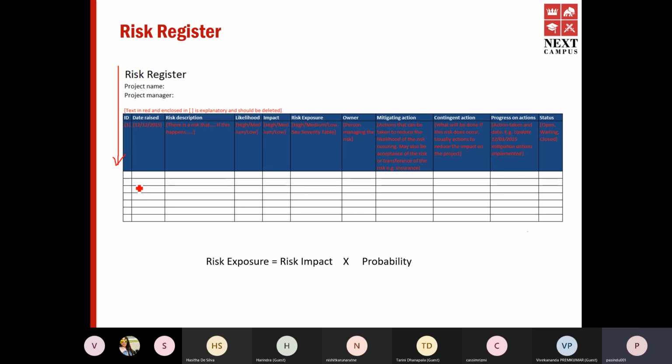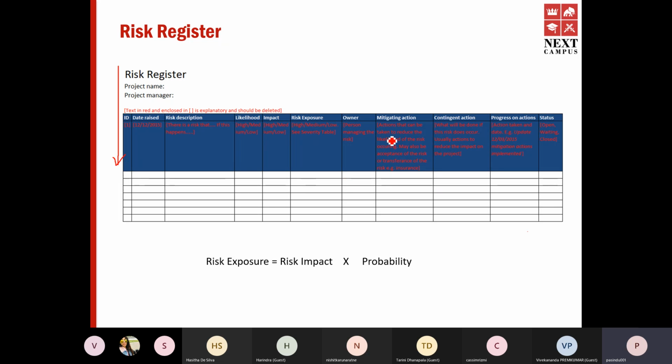So for each risk, you have a risk ID. You need to understand when the risk was raised, what the description of the risk is, what the likelihood is, whether it's a high risk or a medium risk or a low risk. What is the impact? Again, you can have high, medium, low, or you can have 1 to 5. And then risk exposure is risk impact times probability. You would put the impact, you would put the exposure.